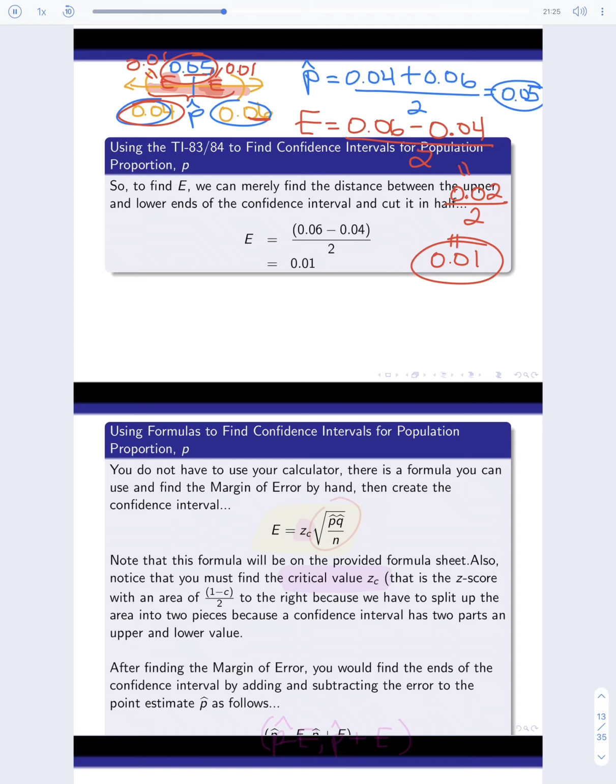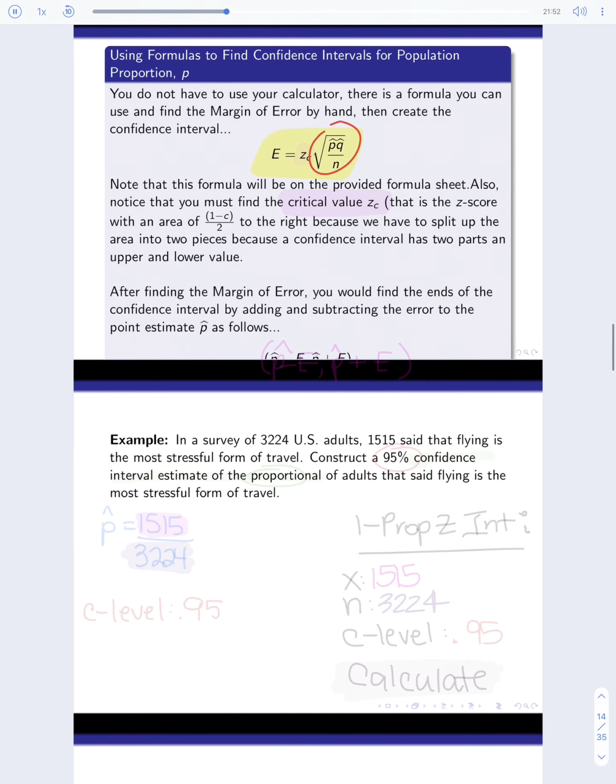So if you decide you want to do these by hand, it's not pretty, it's not horrible though, you have to use the following formula for finding the margin of error. If you do this formula by hand, keep in mind that you've got to do whatever is inside the square root first. So you'd have to find your p-hat, your q-hat, multiply those, divide by n, and then take the square root. But then you still wouldn't be done.